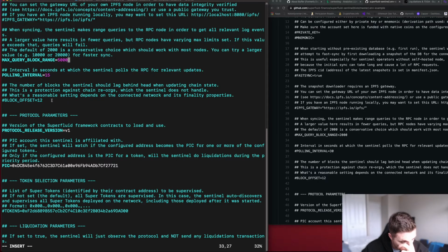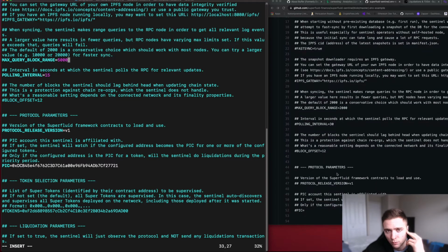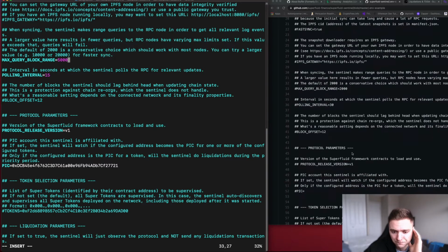I'm not setting a block offset beyond what we have here as the default, but this is just a number of blocks that these sentinels should lag behind when they're updating chain state. It's worth looking into how the chain you're going to be operating on is set up, right? This is a protection against reorgs, right? So if you're dealing with a chain that you believe is going to have very few reorgs, or it's not going to be an issue, you can make this smaller if you want.